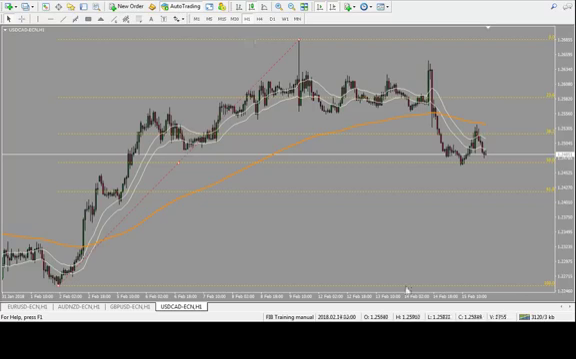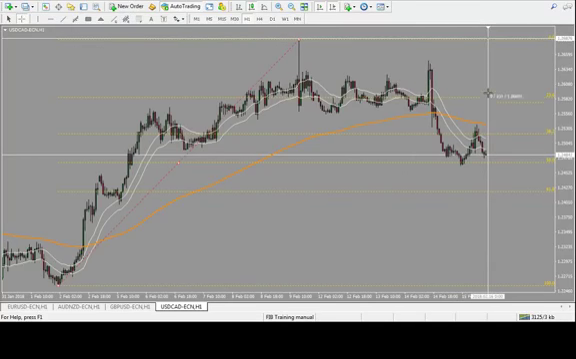So the starting point is at the 100 level, and the end point is at 0. And basically what these numbers in between mean is, the 23.6 level, for example, is 23.6% of this entire distance, which is in this section here.